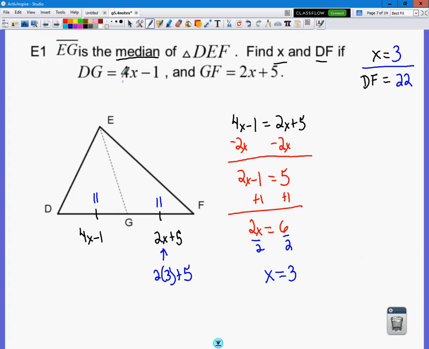So it's important to know what the word median is, because if you don't know what median is, then you don't know to set these two pieces equal to each other. Questions on this first example? How many medians do you think a triangle has? 3. Does have 3.